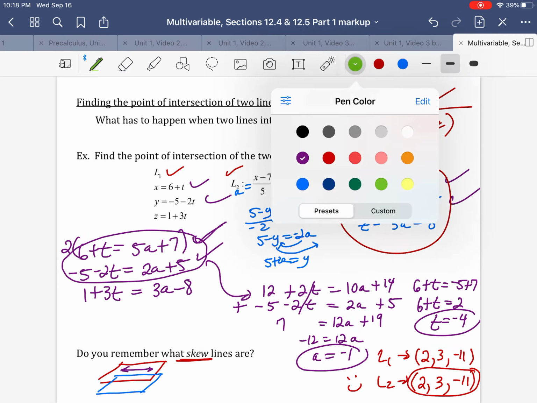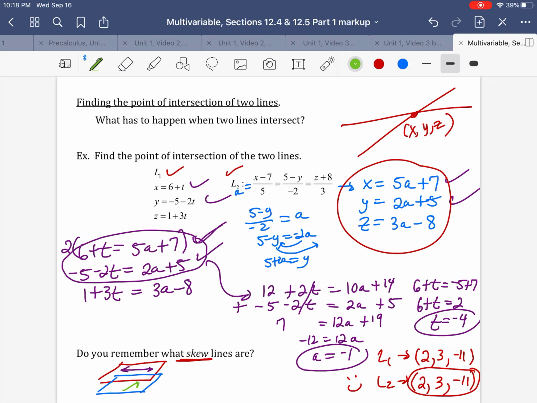and then some other line on this plane. Those lines would never touch because they're on parallel planes. So those are called skew lines. Skew lines are just lines on parallel planes. They're never going to touch. They're going different directions, but they lie on parallel planes.